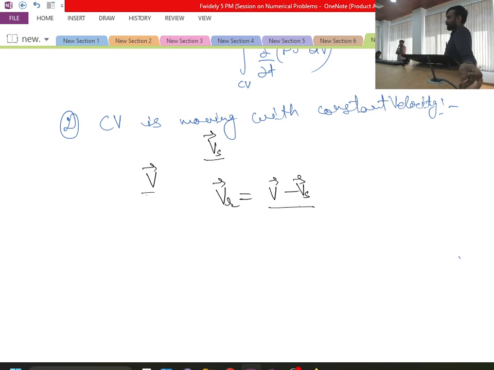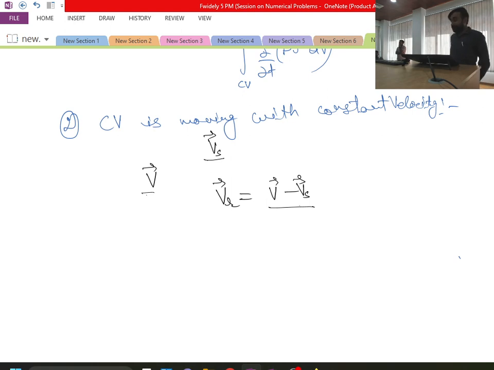Point is clear? If you are standing over here and some fan is blowing air on you, then you will be experiencing V velocity. If you are moving towards the fan with Vs velocity, then the rate at which fluid will be approaching you will be nothing but V minus Vs. So that is what I am trying to say.